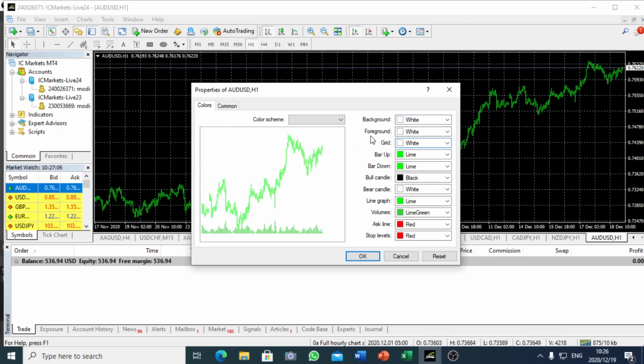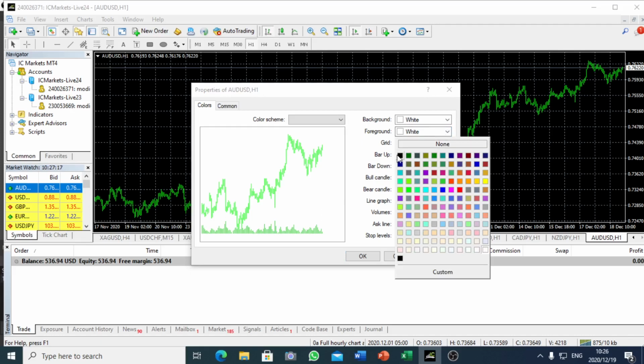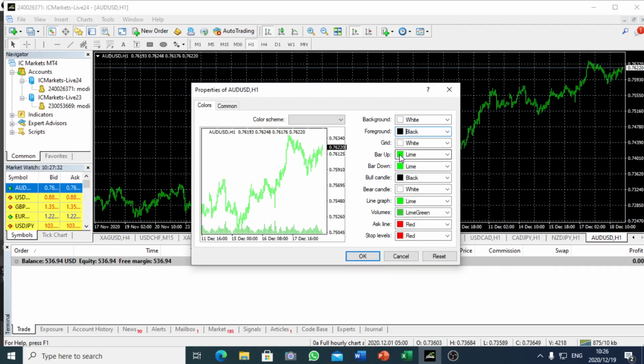Then the foreground. If you can look at this side right here, I cannot see my prices, I cannot see my time, the date, I mean. So how do I do that? That is the foreground. Let's change foreground. We'll go to foreground, because the foreground is white. As you can see, it's white. So white and white makes it invisible. So let's try and make it colorful. I'll choose black. Then I can see my foreground here. Then what else?